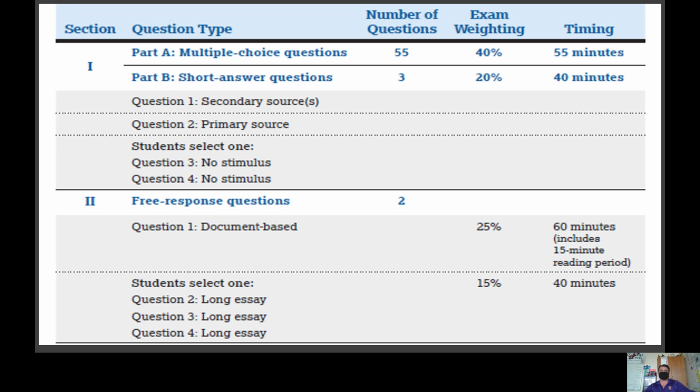The primary source is going to be question number 2. Again, it's something from a historical time period, maybe a painting, maybe a quote, who knows? And then you'll have some questions that follow. Question 3 and 4, you choose one or the other.